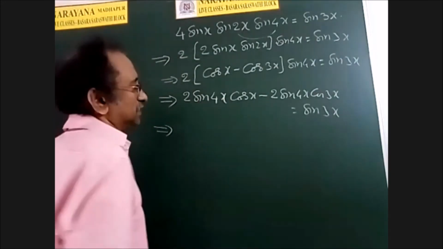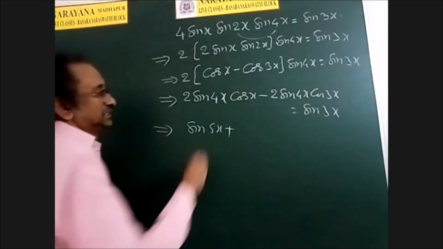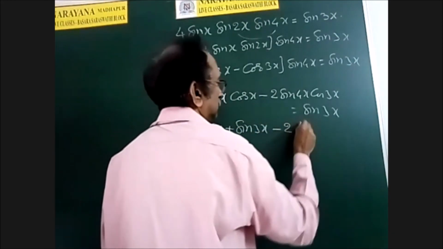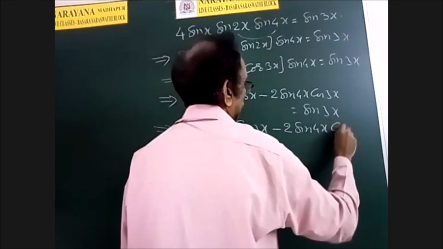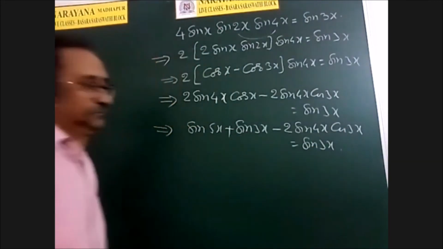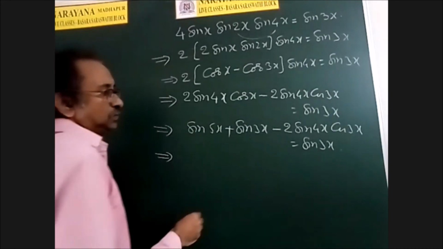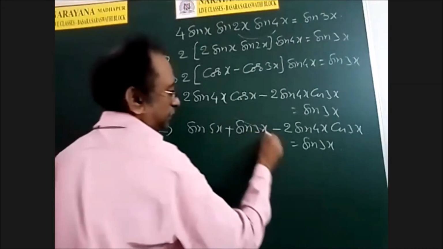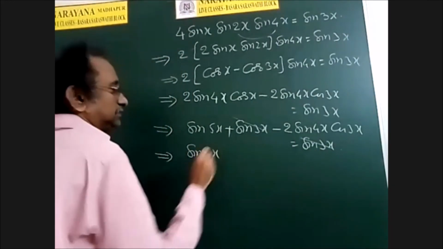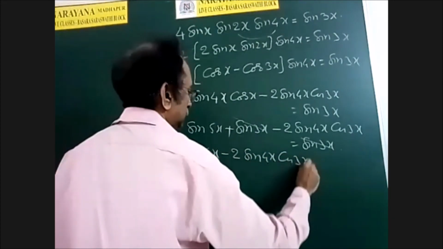Once again, 2 sin A cos B formula. So sin(A plus B) plus sin(A minus B), that is sin 5x plus sin 3x, minus 2 sin 4x into cos 3x is equal to sin 3x. Right. Now any cancellation? So which cancellation is better? So this is cancelled. Now this one: sin 5x minus 2 sin 4x cos 3x is equal to 0.